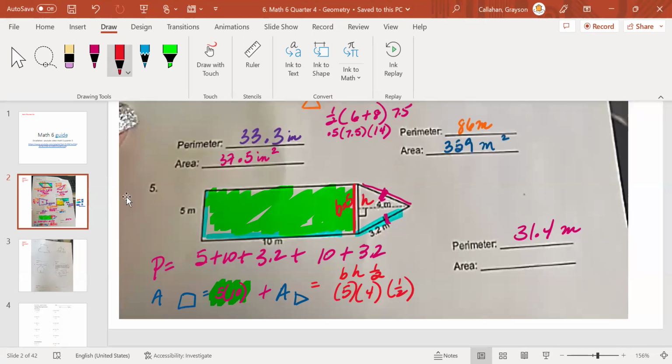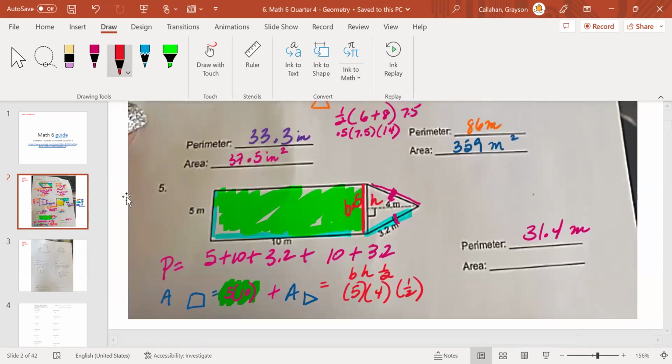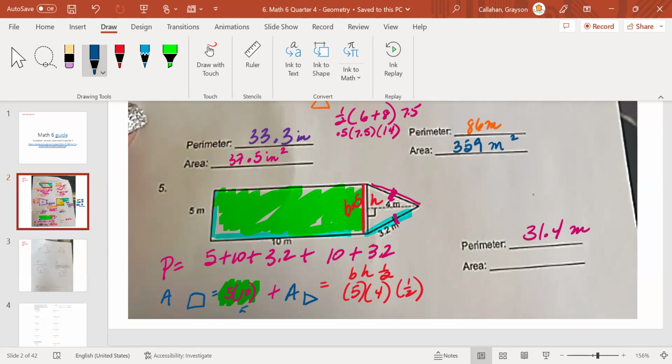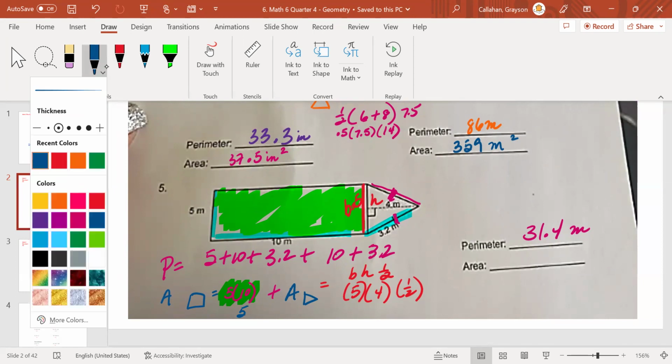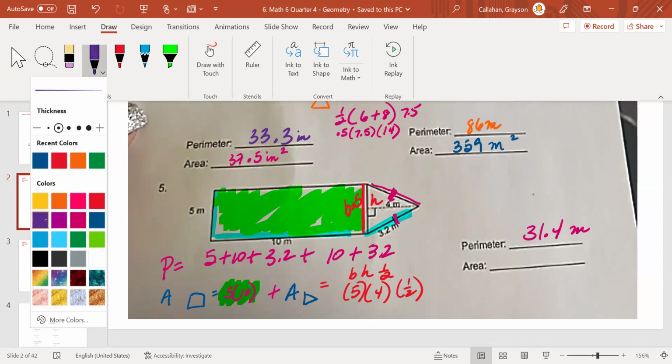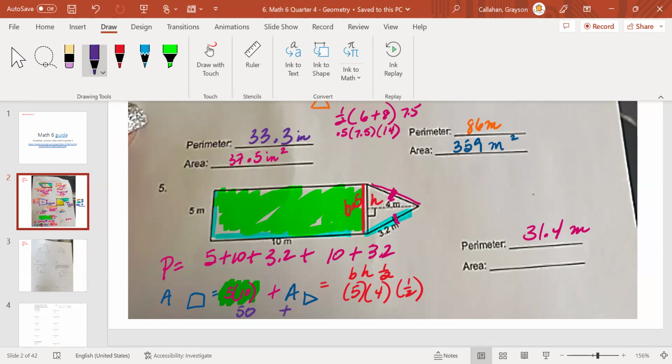Tell me, what is the area of the rectangle first? The area of the rectangle. Okay, what's the area of the triangle? Grab your calculator. Right now, we're using the calculator, so you have the answers, but I want you to show the work on your paper later today, okay?